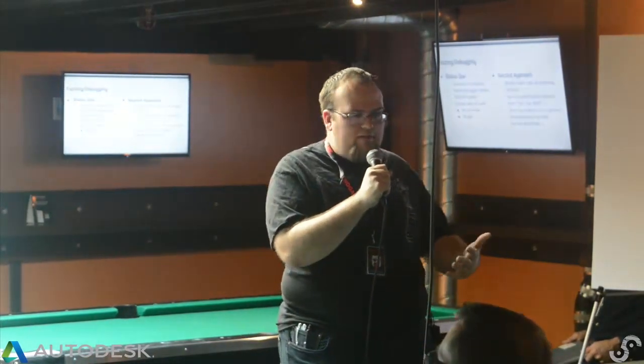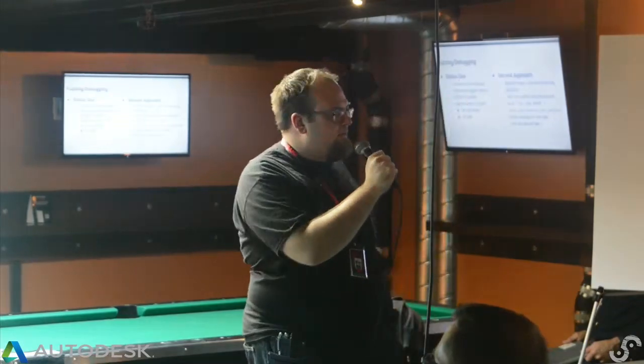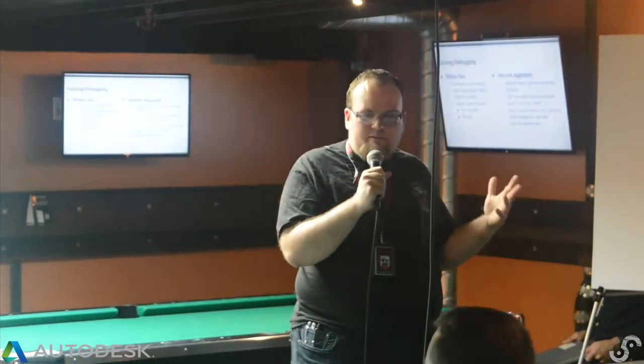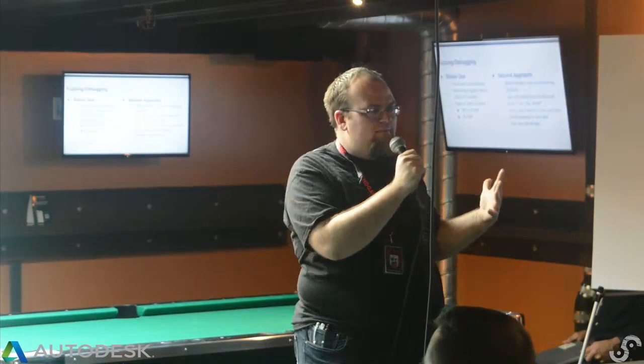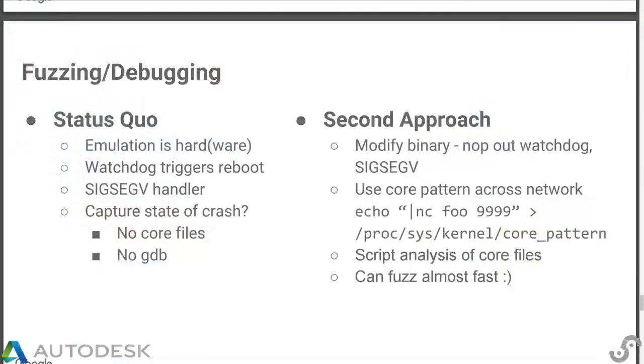We decided to modify the binary, get rid of that segmentation fault handler, and use the core pattern support in the Linux kernel. Anyone familiar with this? So the Linux kernel writes files called core files whenever a program crashes. And by default, it just names these core and stores them locally. This particular device, I think, actually redirected them to /dev/null because you don't really want to store core files on a small embedded flash drive.